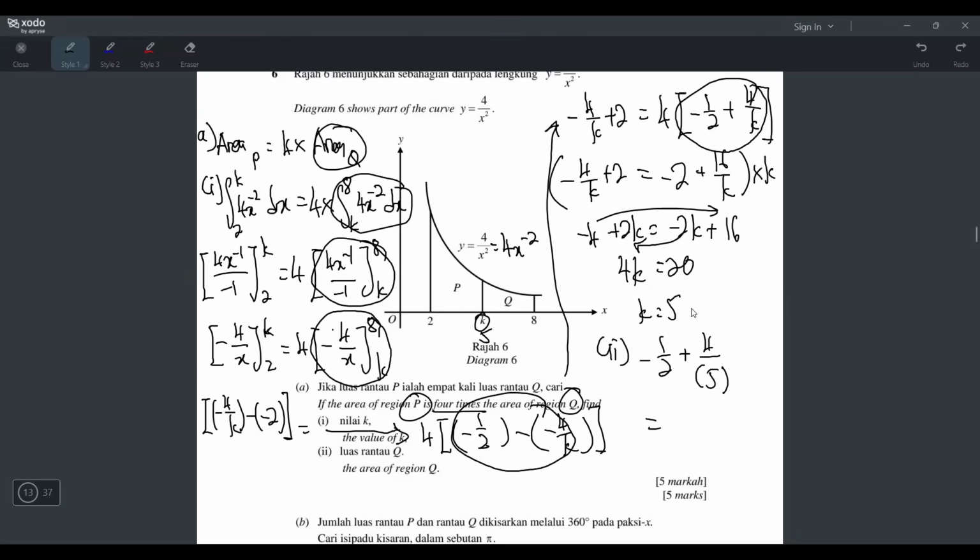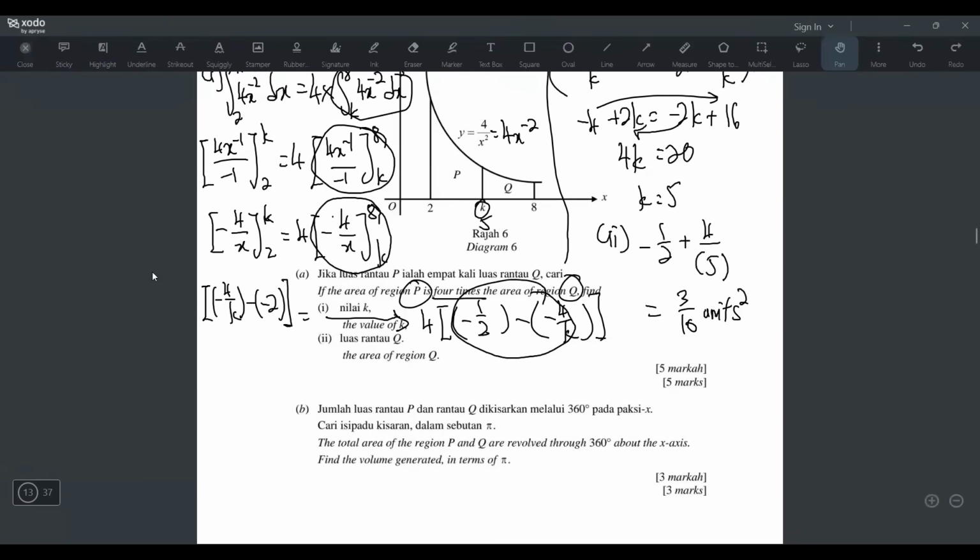Okay. But be careful, don't take this one. Because this one is after you times 4 already, then it's not correct already. You have to take the answer before you times 4. Okay. Which is this one. Okay, now press negative 1 over 2 plus 4 over 5. So press calculator, you will get 3 over 10. So that is the answer. Okay, now we can do next question. Make sure you write unit square because it's area, right?